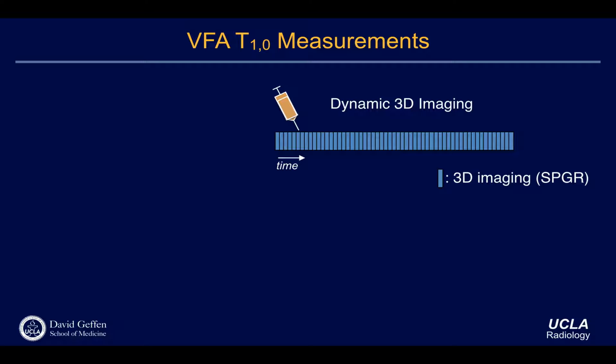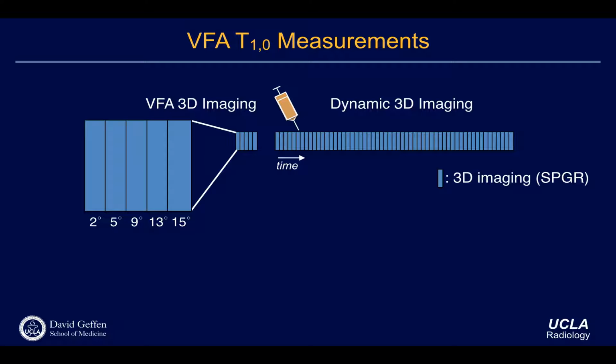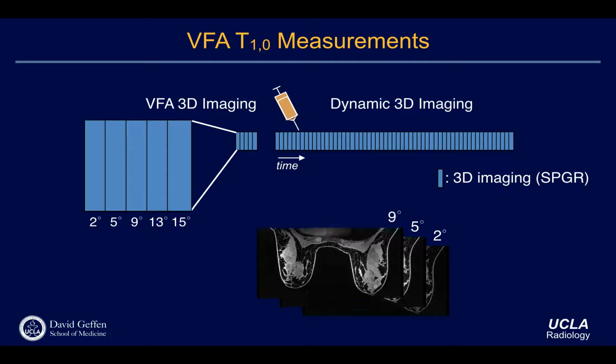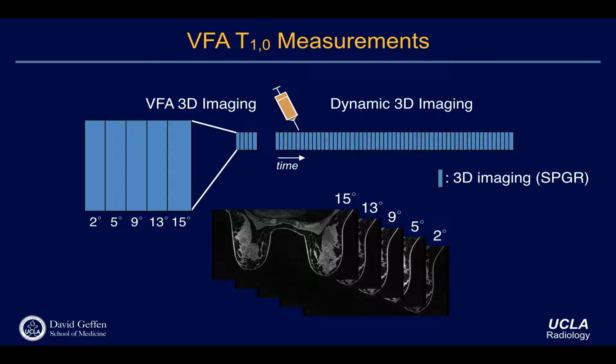So this is a typical DCE-MRI acquisition. If you want to have additional pre-contrast T1 measurements, you need to add extra time, so-called VFA imaging time, and each one has a different flip angle. So for example, in this case, for breast DCE, you're using 5 different flip angles: 2, 5, 9, 13, 15. Again, each flip angle has a different contrast, and based on that, you can measure a T1 value.